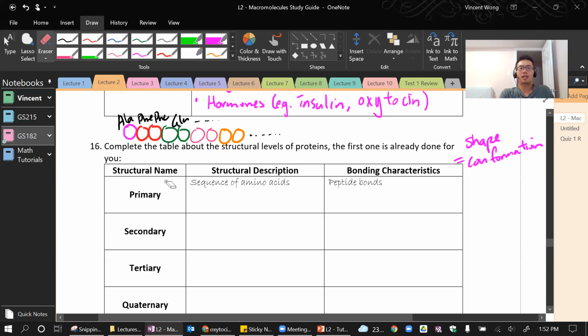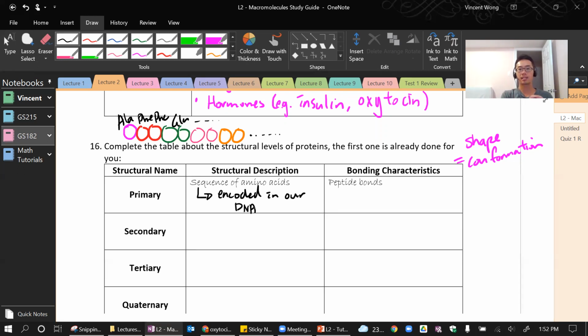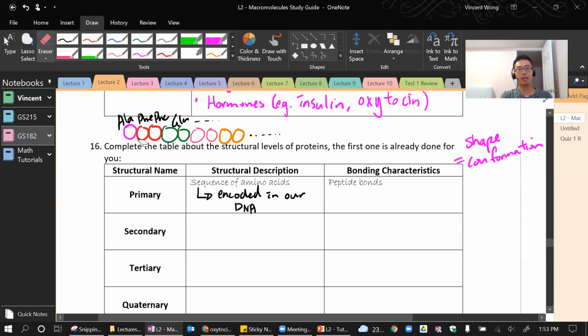So what dictates the primary sequence? The sequence is actually encoded in our DNA, in our genetic material. The DNA contains the precise instruction of what amino acids we need to add together to create the protein. What's holding the amino acids together? Well, it's the peptide bond, the one that we drew earlier, with the backbone. That's what's holding it together.